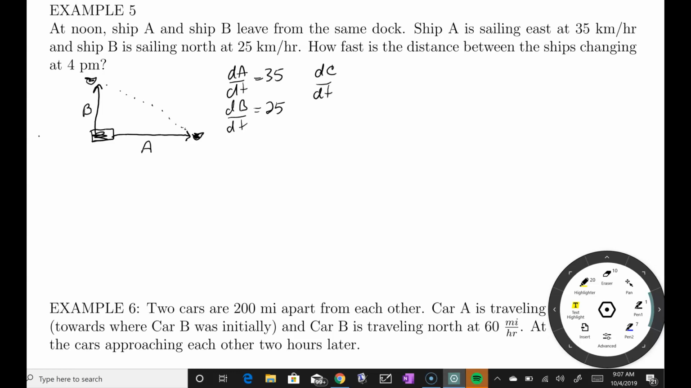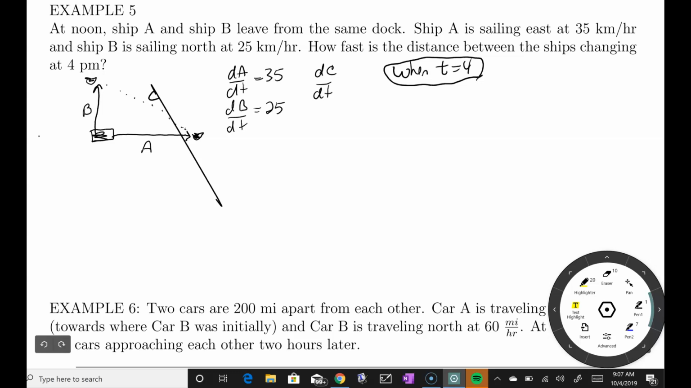And the when information is very different this time. The when is changing at 4 p.m., so I'm going to use the fact that it's talking about when t equals 4, and I'm going to save that and figure out what that means later. So I've got the given rates, the find rates, the when information, so let's get an equation going. So I better put my c in my picture.